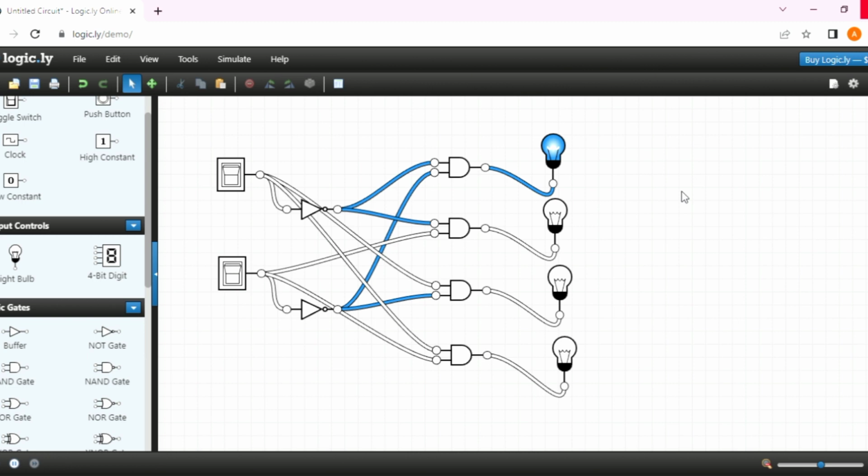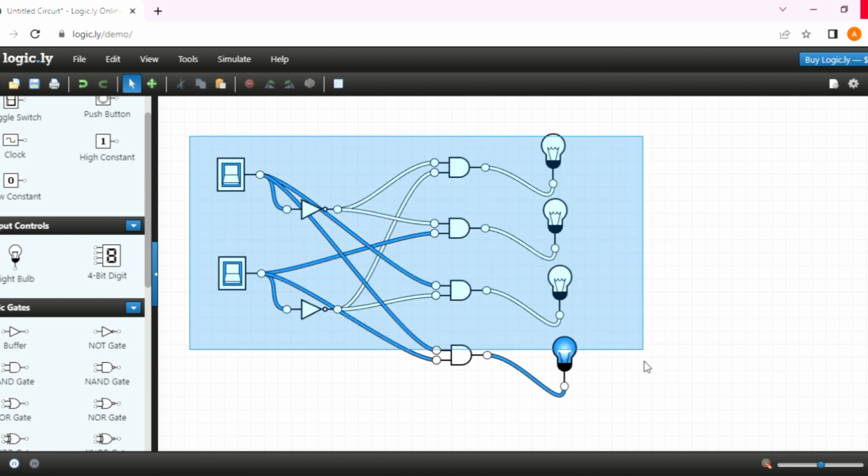So when both the inputs are 0 and 0, it represents 0, so the outputs are 1, 0, 0, 0. These are D0, D1, D2, D3. When both the inputs are 0, 0, D0 glows. When 0, 1, D1 shows 1. When 1, 0, D2 shows 1. When 1, 1, D3 shows 1, which represents 3. So this is the circuit diagram of the decoder.